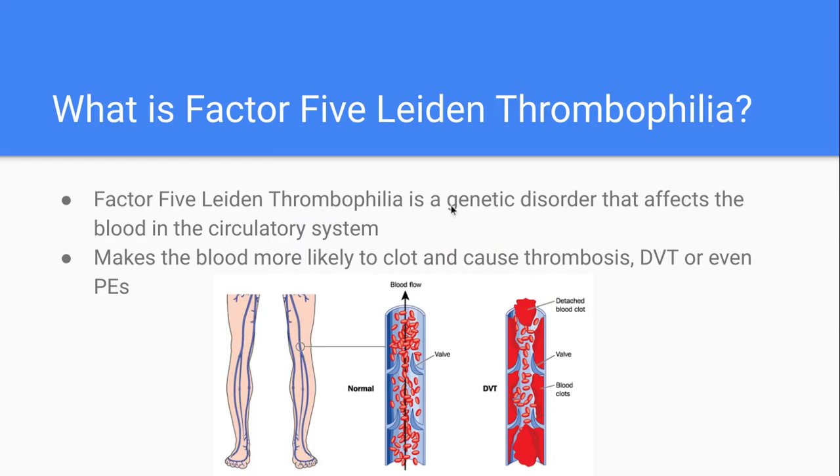And so, what is Factor Five Leiden Thrombophilia? Well, it's a genetic disorder that affects your blood, and it does this by making your blood more likely to clot. And this clotting can turn into thrombosis, deep venous thrombosis, or even PEs, which is just pulmonary embolisms. And here in this image is a picture of what DVT is. It causes these massive clots to form in the veins, and then these clots can detach and go further in the bloodstream and cause a lot of problems.